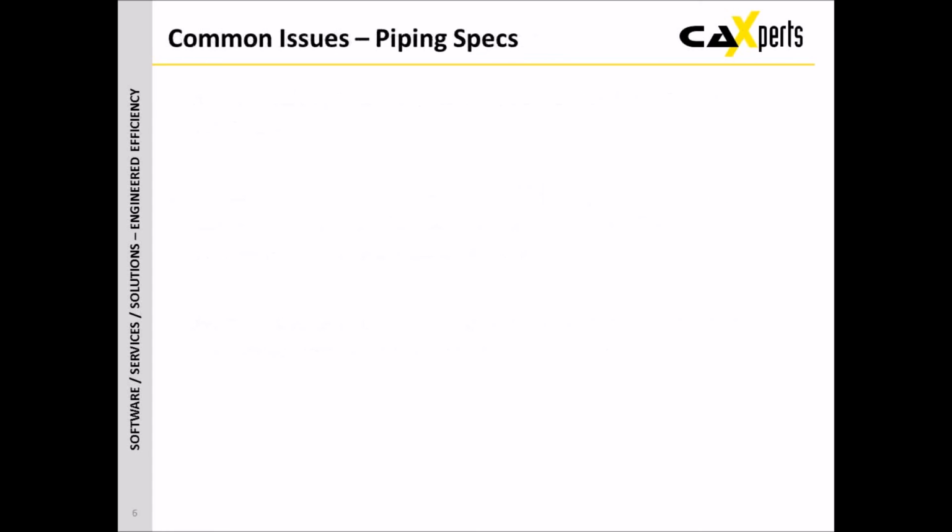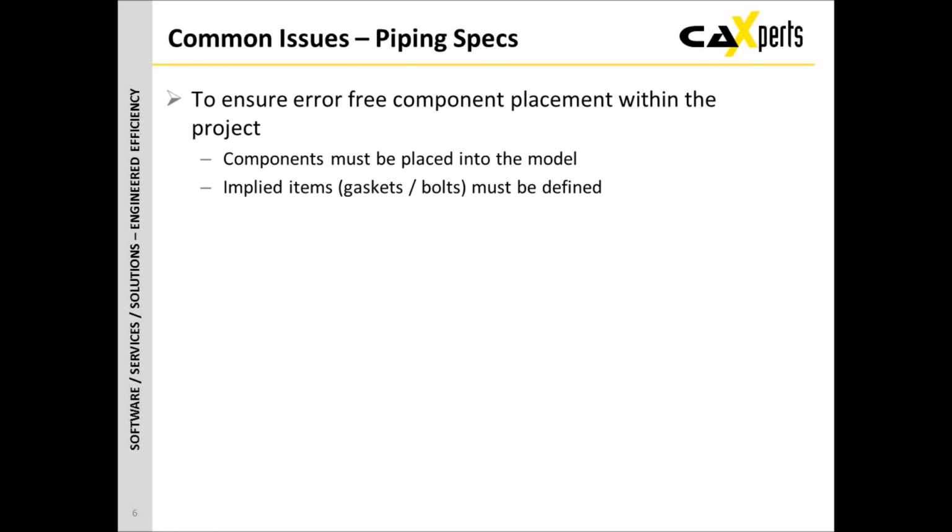Just if we come on to piping specs in general, if you wanted to make sure that your piping specs were absolutely error-free and there was no issue in placing those components when you get down to the design, then there's only one way really to do that, and that's to place each component into the model as a verification. Also, of course, you want to make sure that implied items such as gaskets and bolts are also defined, because again, without that, you've got an incomplete set of bill of materials.